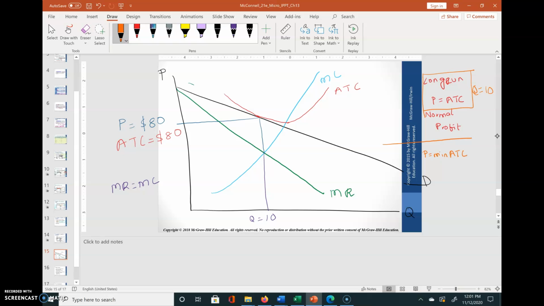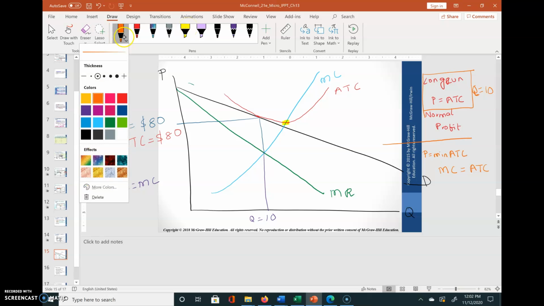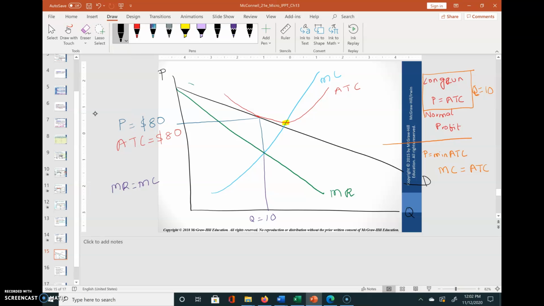We can say the average total cost is at its minimum where the marginal cost cuts the average total cost curve, like this point here. So this is the point where we have minimum average total cost. Say this minimum average total cost is equal to $60.